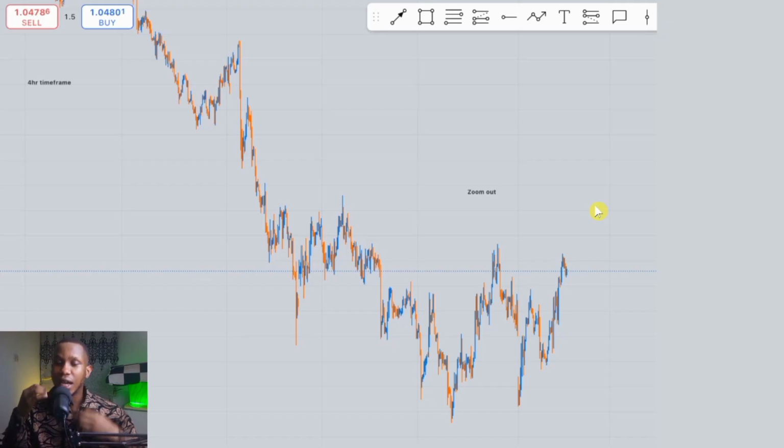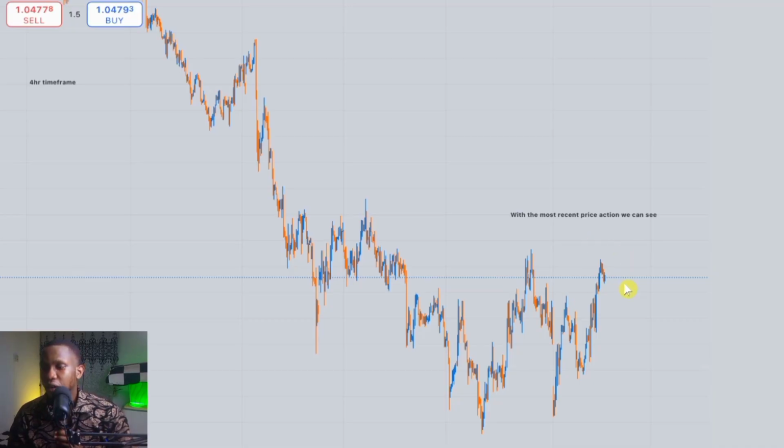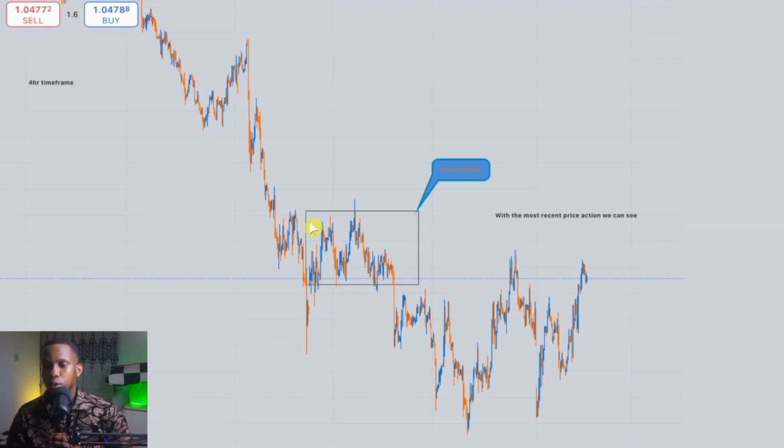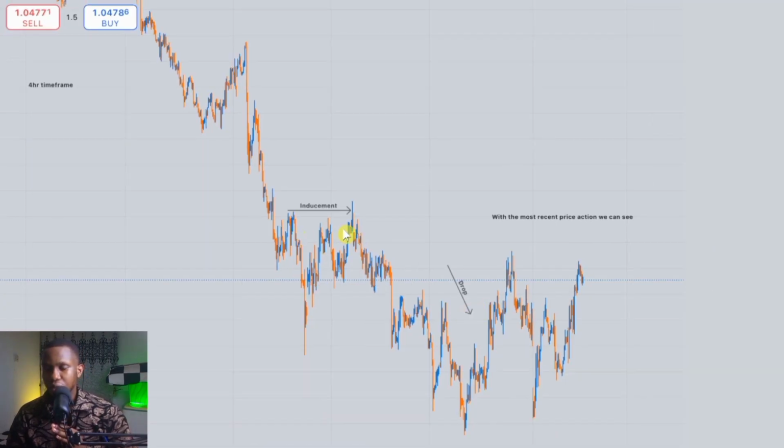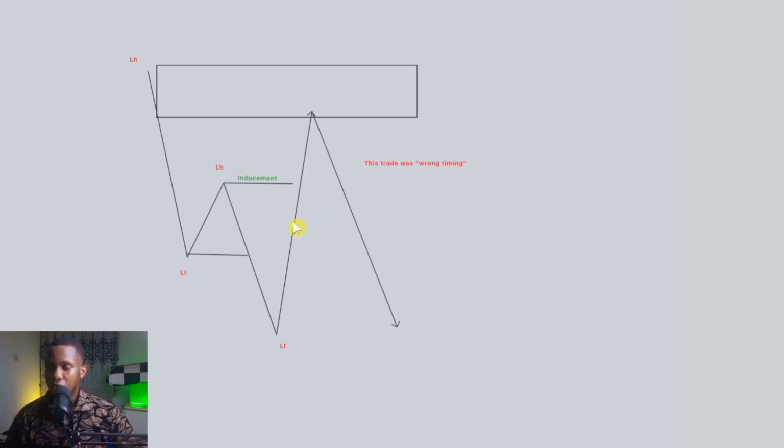First thing I do is zoom out the chart to understand what the market is telling me. With the most recent price action, we can see that we had some kind of accumulation before a drop, and this accumulation gave us what we call an inducement. Inducement is a market game played by smart money by tricking traders into entering a trade in the wrong direction or at the wrong timing. So this is an inducement, and can you see how price action came and tapped this level right here, which moved in our direction, guys? Both traders were trading in the same direction, but the first trader had the wrong timing.